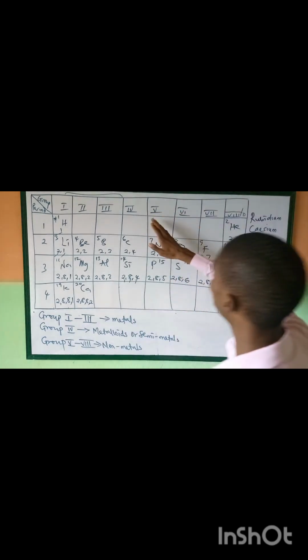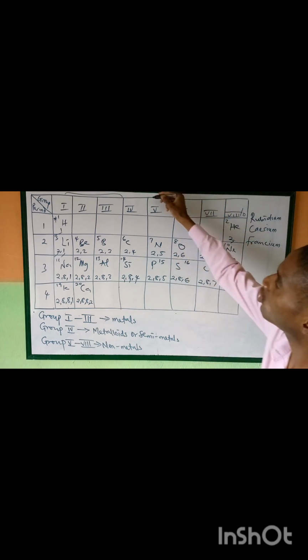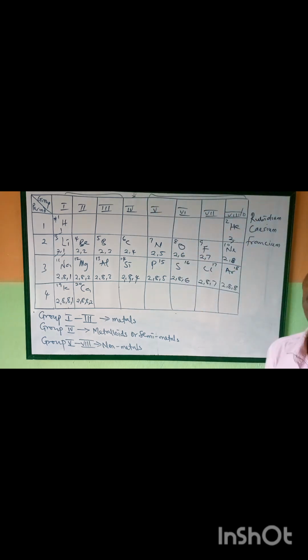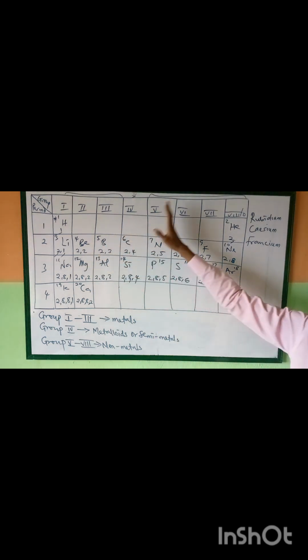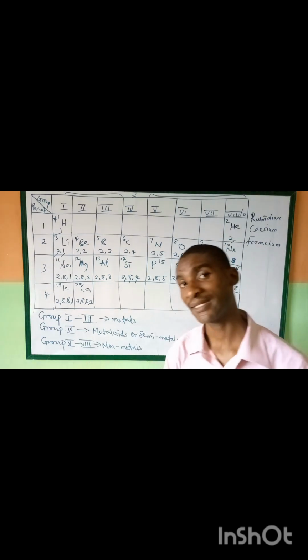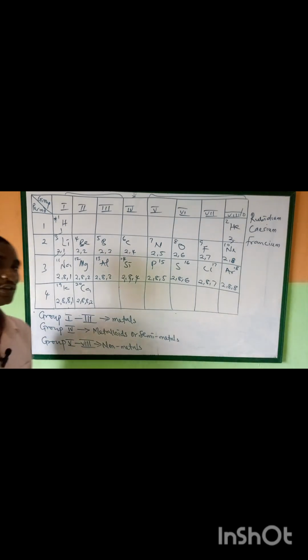Alright? While group 5 to 8, they also have something in common. They are all non-metals. Then this group 4 at the middle, they are called metalloids or semi-metals. They have some characteristics of metals and that of non-metals, so they can act both as a metal and a non-metal.